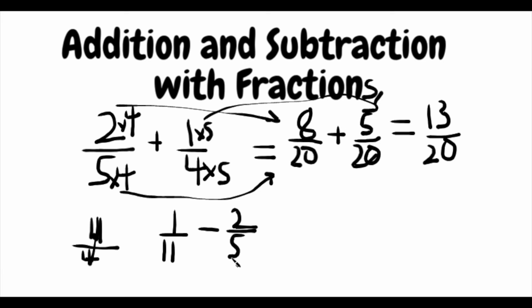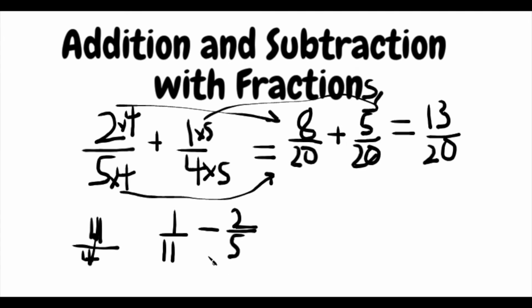Okay, so I want to subtract these. And the very first thing, whenever you have an addition or a subtraction problem, you want to see if you've got a common denominator. So let's call this fraction 1. Fraction 1, the denominator is 11. Fraction 2, the denominator is 5. We do not have common denominators, so we need to get the denominators to be the same.